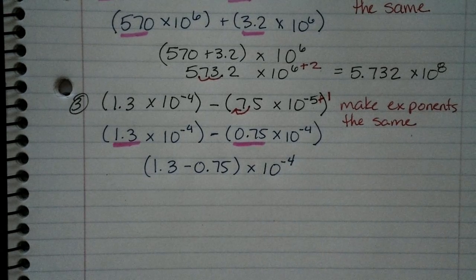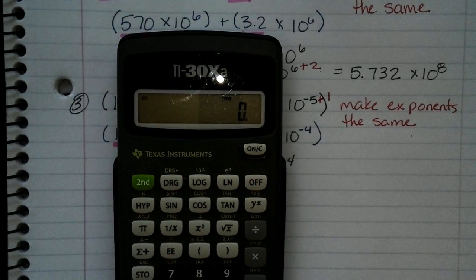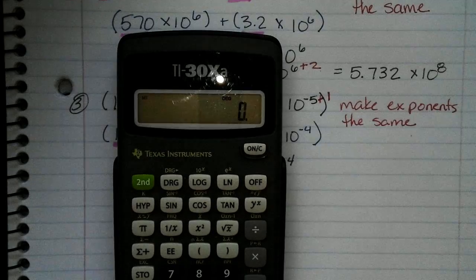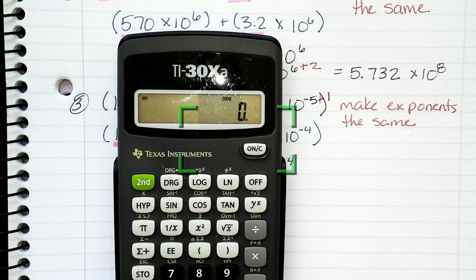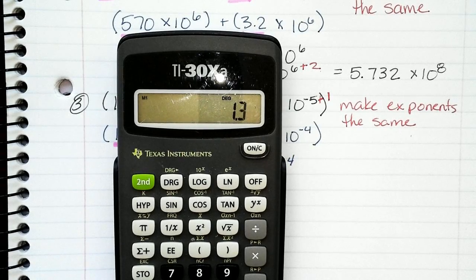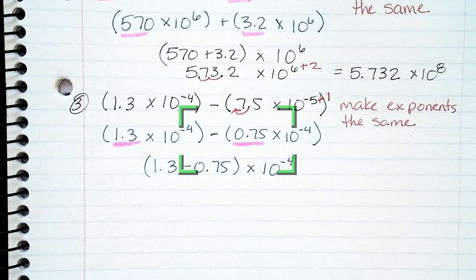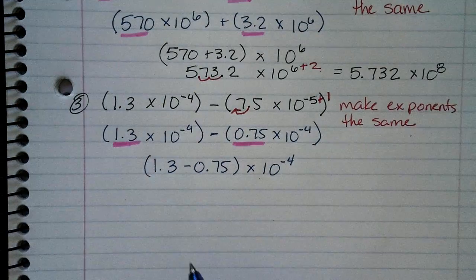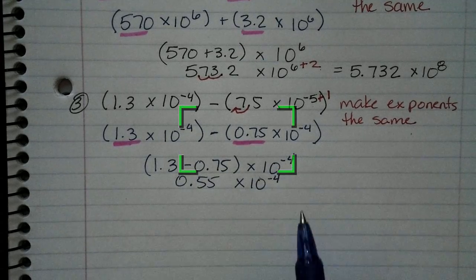So those of you that hate decimals, if you want to use your calculator, you can. I won't be mad at you. Why won't this lighten up? There we go. So we have 1.3, and we are subtracting 0.75, and we get 0.55. So we have 0.55 times 10 to the -4th power.